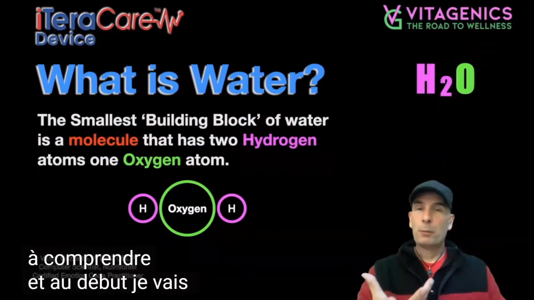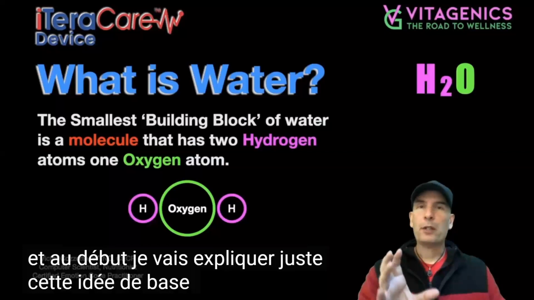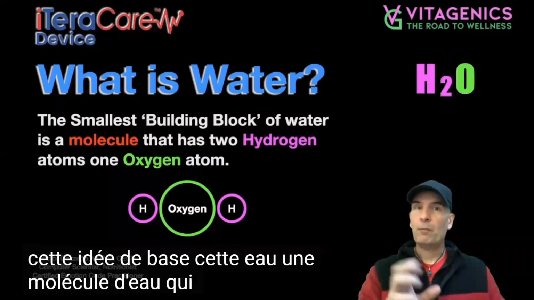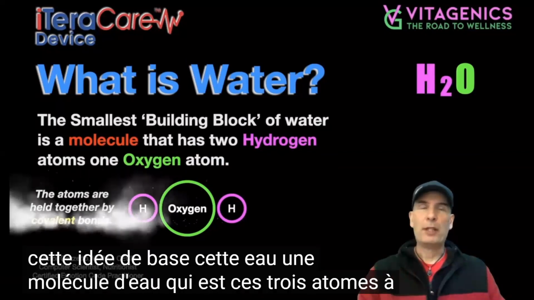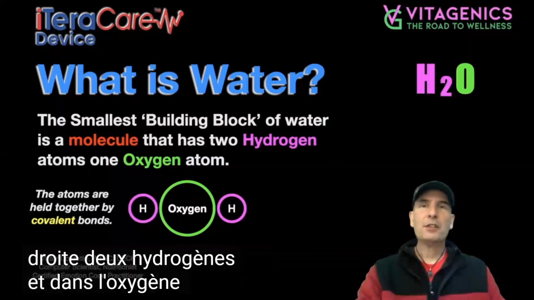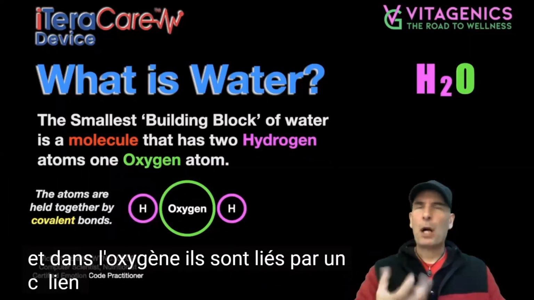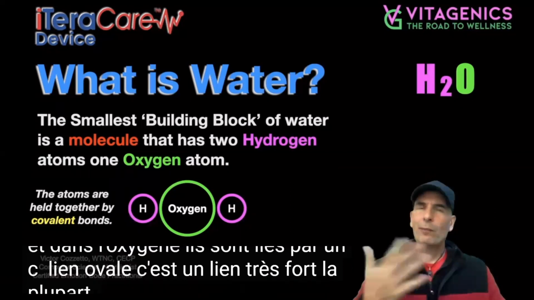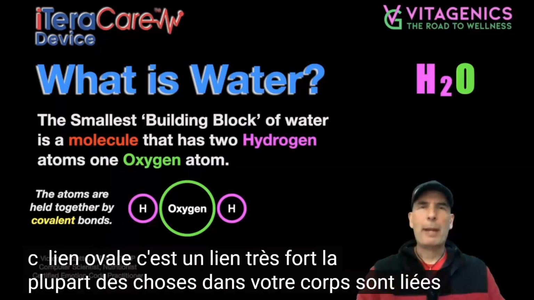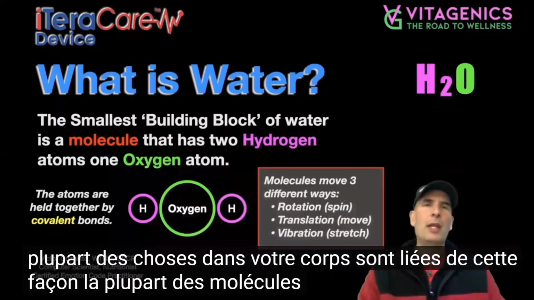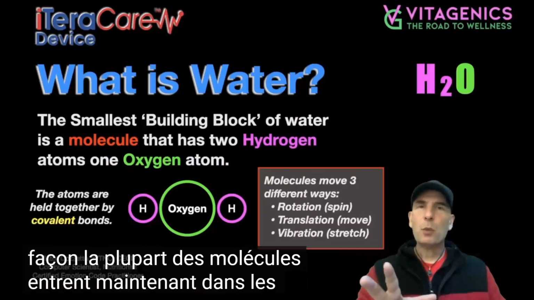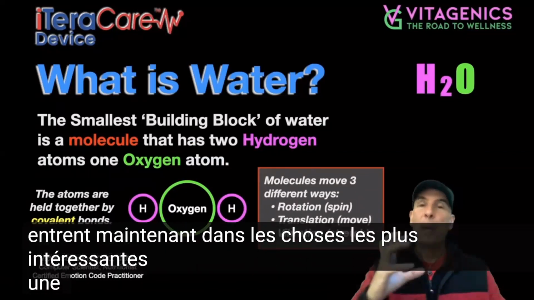And at first, I'm going to explain just this basic idea, this one water molecule, which is these three atoms, right? Two hydrogens and an oxygen. They're bound by a covalent bond. It's a very strong bond. Most things in your body are bound this way, most molecules.